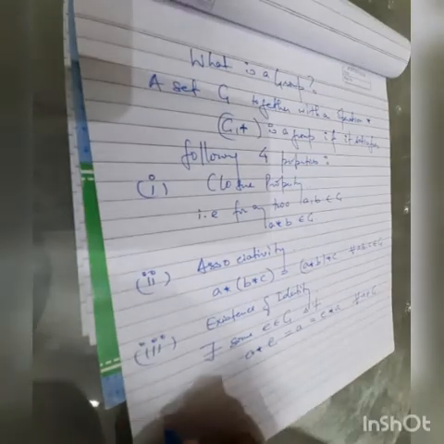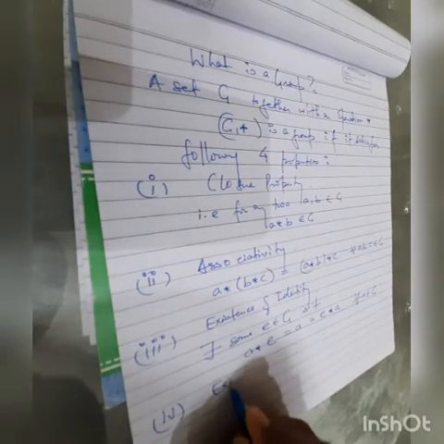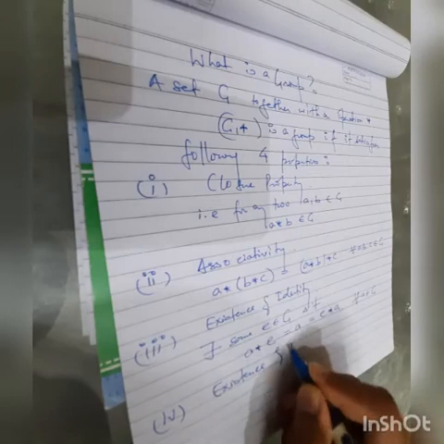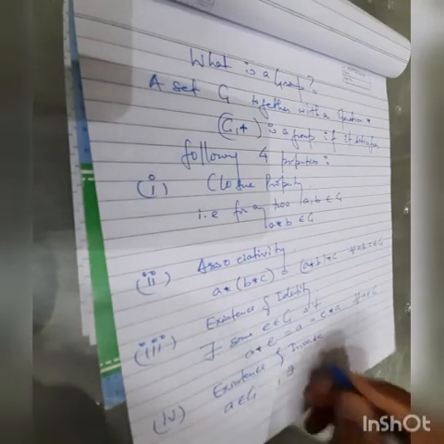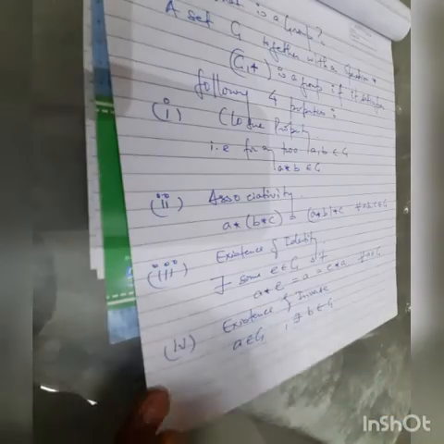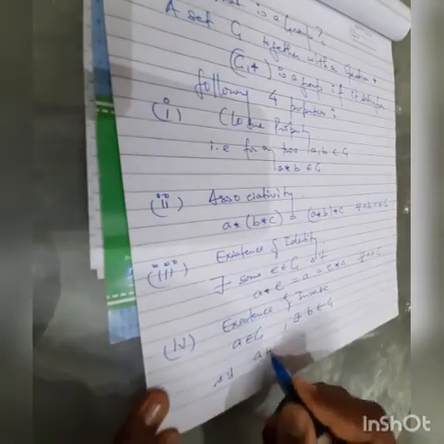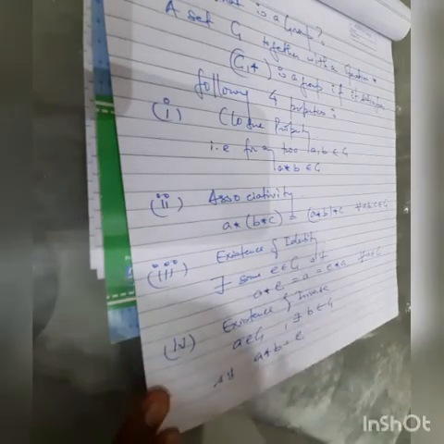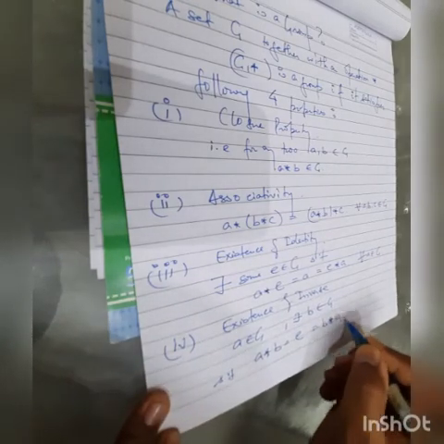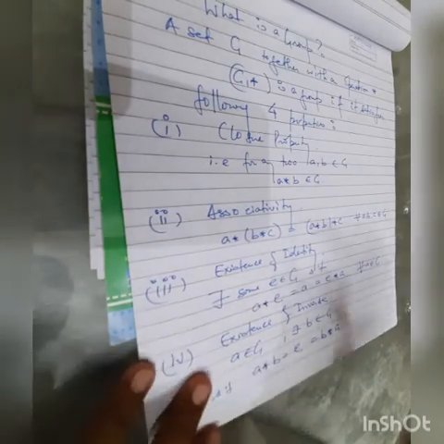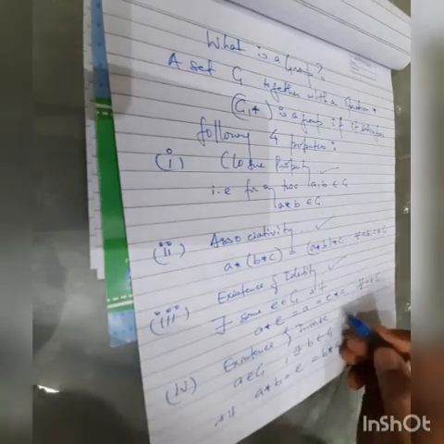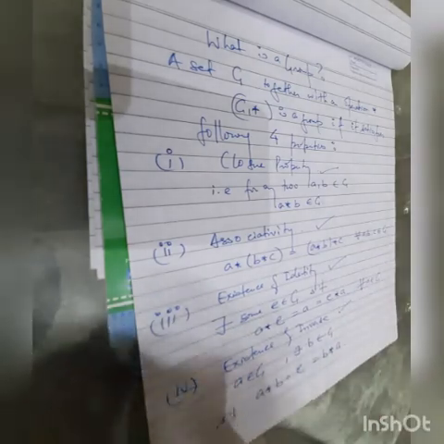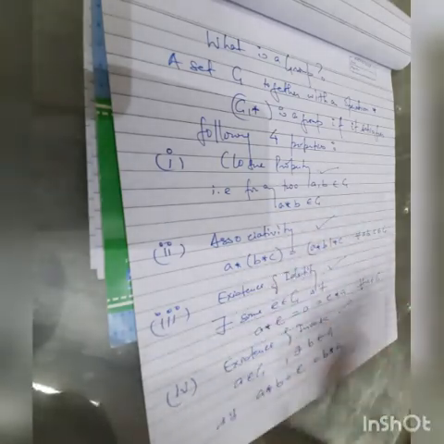And fourth property is existence of inverse. That is, if you pick any element A in G, there should exist some B in G such that A star B should be equal to the identity, and which should be equal to B star A. So if these four properties are satisfied, first is closure property, second is associativity, third is existence of identity, and fourth is existence of inverse. So if these properties are satisfied by star on G, then we say that G star is a group.